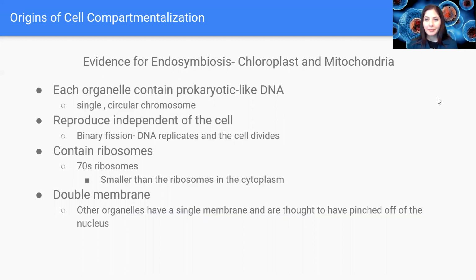So they reproduce independently of the cell, meaning the chloroplast as well as mitochondria reproduce by a binary fission-like process where DNA replicates and that divides. So the type of ribosomes that they have also supports this hypothesis because they have 70S-size ribosomes, just like prokaryotic cells do. They also have a double bilayer membrane, whereas most organelles have a single bilayer membrane. Chloroplasts, mitochondria, and our nucleus actually have a double bilayer membrane.